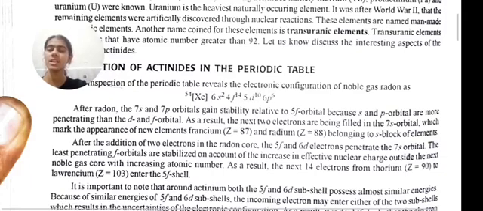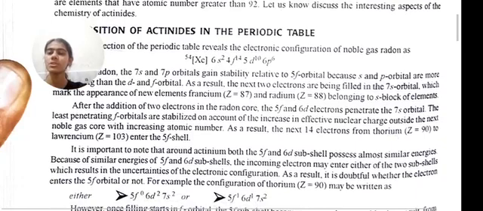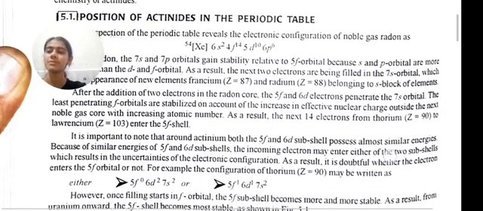As a result, the next two electrons are filled in the 7s orbital, which marks the appearance of new elements, francium and radium, belonging to the S block of elements. After the addition of two electrons in the radon core, the 5f and 6d electrons penetrate the 7s orbital. The least penetrating f orbitals are stabilized on account of the increase in effective nuclear charge outside the next noble gas core with increasing atomic number. As a result, the next 14 electrons from thorium to lawrencium enter the 5f subshell.